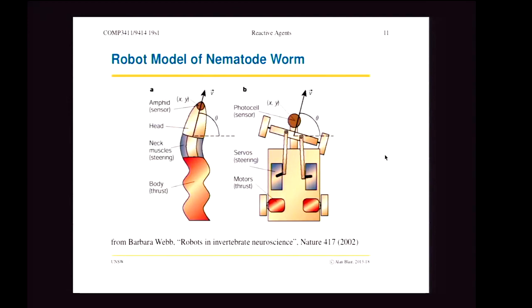Now, it's not just single-celled organisms that do this. There are some multi-celled organisms like the nematode worm. Neuroscientists are very interested in the nematode worm because the brain has a very fixed and small number of neurons. So again, it's like the body is sort of thrusting it along, and then it twists the head depending on the concentration of the food. And some roboticists like Barbara Webb have actually tried to build robots that mimic this behavior.